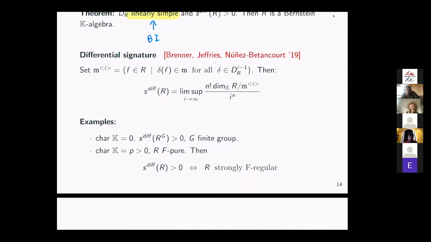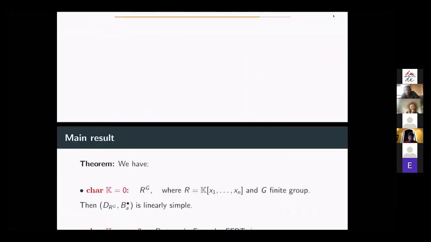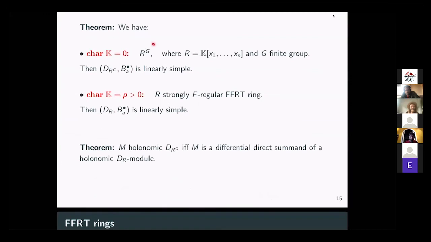So the main result of our work is that when we are in characteristic 0 and we have a ring of invariants by a finite group, then the ring of differential operators is linearly simple. So we also have that this is a Bernstein algebra and we get all the consequences. And in positive characteristic, we have this notion of F-finite representation type that in general doesn't need to be strongly regular. So we need this extra assumption. And under this extra assumption, we have that the ring of differential operators in this setting is linearly simple.